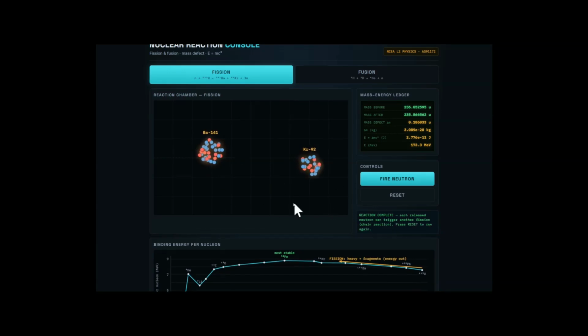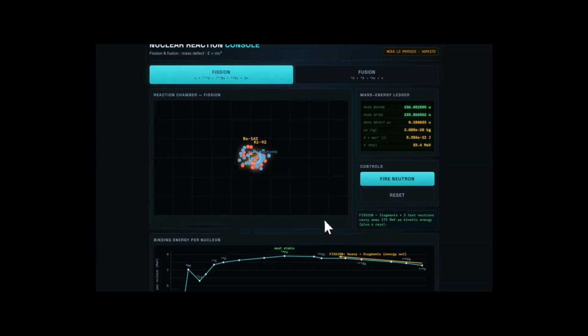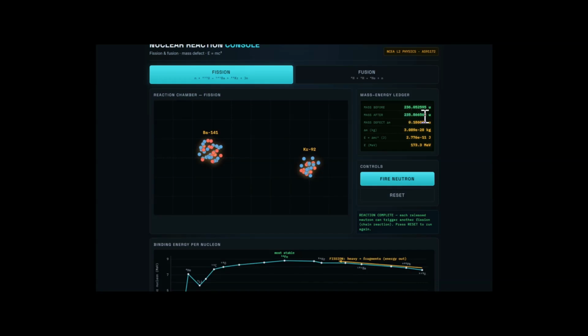Those neutrons themselves can go on and hit other uranium nuclei, and they can split and they will release 3 neutrons, well, an average of 3 neutrons. Those can go on and split, and that's what's meant by a chain reaction. Okay, let's watch it again. It hits, and watch the neutrons fly out. They fly out. Okay, the mass before was 236.05.